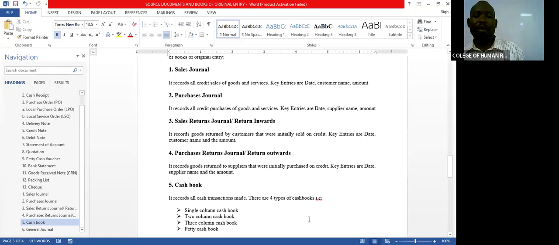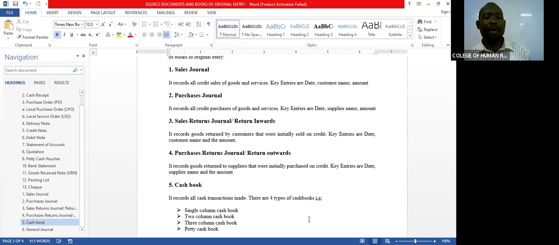And we have got 4 types of cash books. The single column cash book: when we were doing the ledger accounts, at one point we used to open the cash account and the bank account. When we operate with them the way they are, cash account separate from the bank account, that is a single column cash book. But for the 2-column cash book, you can combine the cash and bank and operate it as one account, as one big T account. When you combine the cash and bank accounts together, it becomes a 2-column cash book.